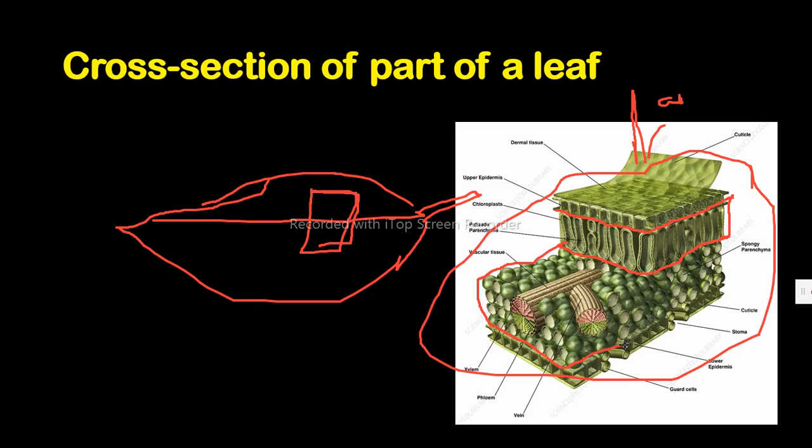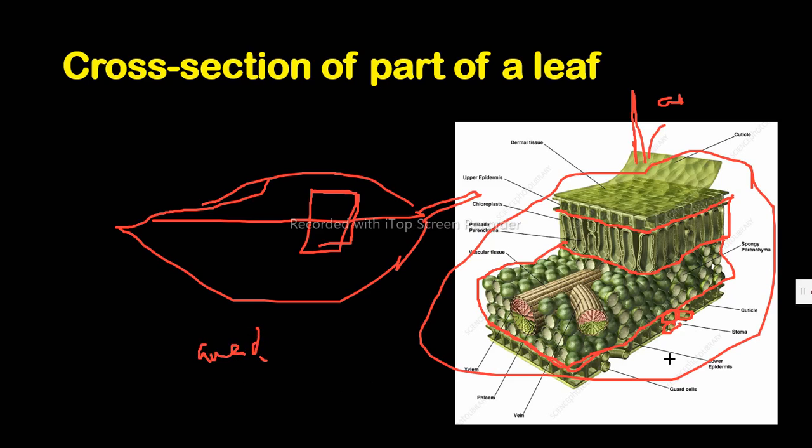Then below the palisade mesophyll layer, you have the spongy mesophyll cells. You can see these ones are saturated with numerous and large air spaces. And then down you have the lower epidermis, which has these specialized epidermal cells, specialized parenchyma cells, known as the guard cells.